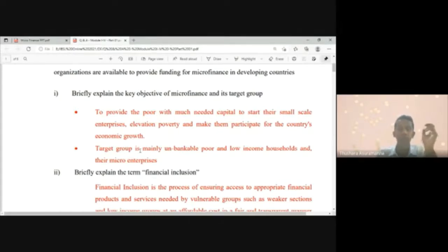Then target group, mainly unbankable, poor, low income, and micro enterprises. That is also correct, but instead of micro enterprises, you can say micro enterprises and micro entrepreneurs. Both we are planning to give. That's right. Then unbankable poor, or the people who are excluded from the traditional banking lines. That is also explainable. Then low income households, that's all good, or the people who are below the poverty line, or the people who are identified as poor, right? The low income group, that's fine.